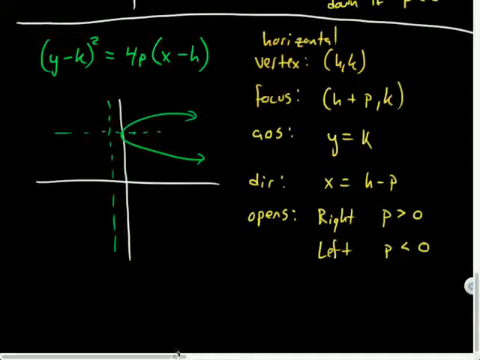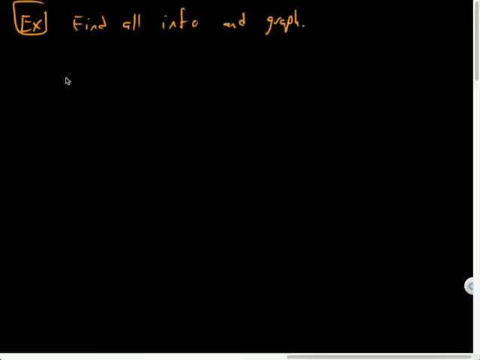So let's actually do some problems here then. So I think you can see that this is very unique compared to the other conic sections. Its equation doesn't relate to the other ones as much. So let's find all info and graph for the following. What if I've got y squared equals 8x plus 48?